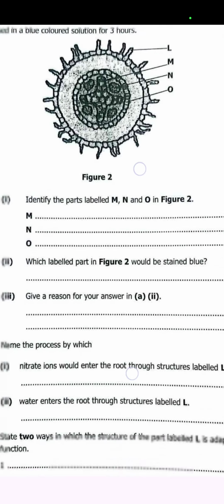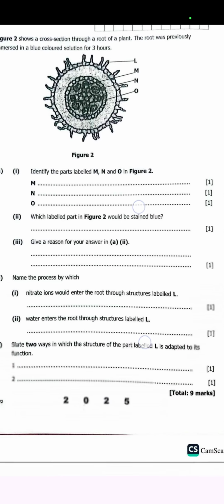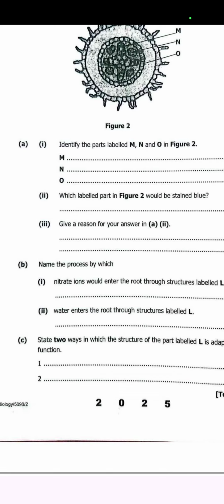Nitrate ions use active transport. So here you say active transport. On B1 here you write active transport. Okay, and let's not waste time. Go to question B2. So B2 is saying water enters the root through structures L.